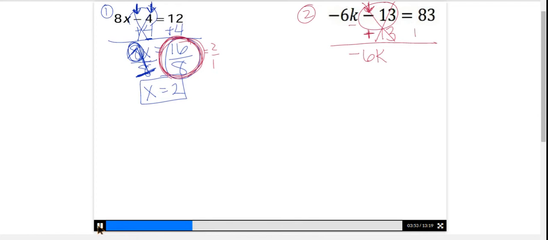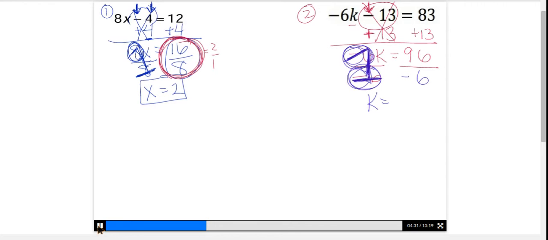Well, if I add 13 on the left, I have to add 13 on the right. 3 plus 3 is 6. 8 plus 1 is 9. So negative 6 times some number I don't know is equal to 96. Now I need to divide both sides by negative 6. And since there's a negative in front of the 6, I have to divide by it as well, because I again want that coefficient of 1. Whatever is in front of that k, I need to divide by it down here so that I'm left with just k.